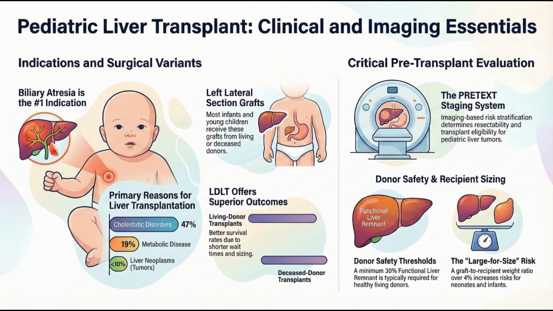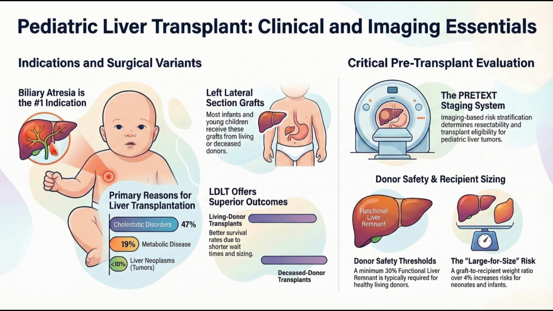The geometry problem. The geometry problem, yes. You have an infant who needs a liver. The liver is the largest solid internal organ in the human body. You cannot just put an adult whole liver into a baby. No. Imagine trying to fit a heavy-duty truck engine into a tiny, compact car. It simply does not fit.